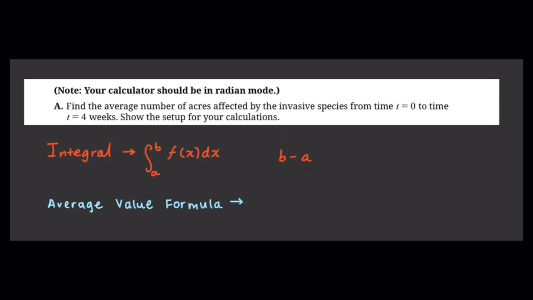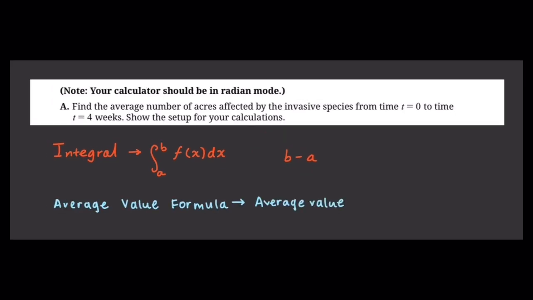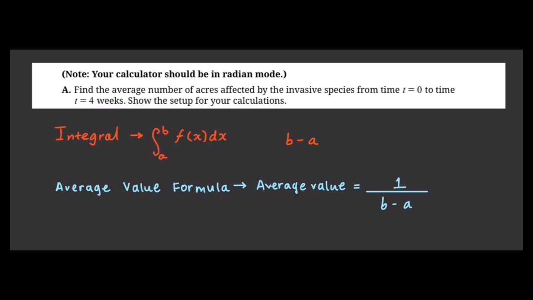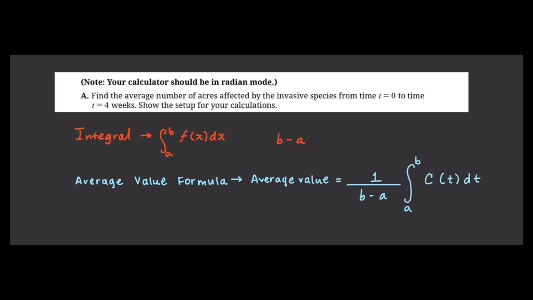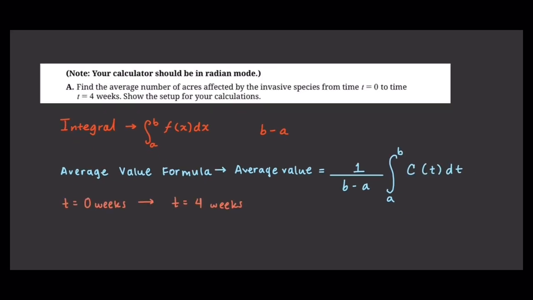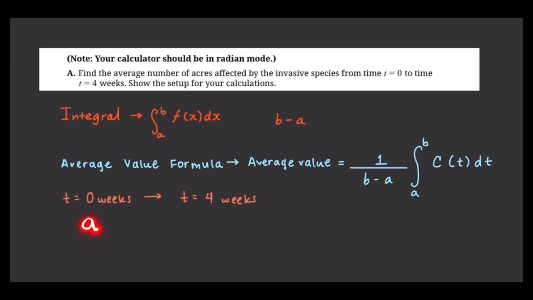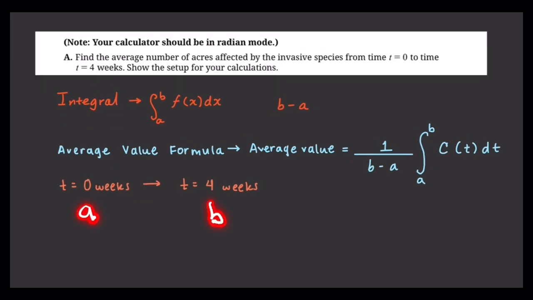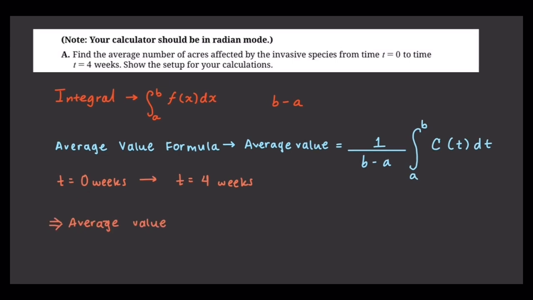So here we introduce the average value formula, where the average value equals 1 over b minus a integral from a to b of c of t dt. Since our interval is 0 to 4 weeks, then a is 0 and b is 4. The integral equals the total area under the curve, which is synonym in this case for the overall impact over time. And the average value equals typical number of acres affected over the 0 to 4 weeks specifically.